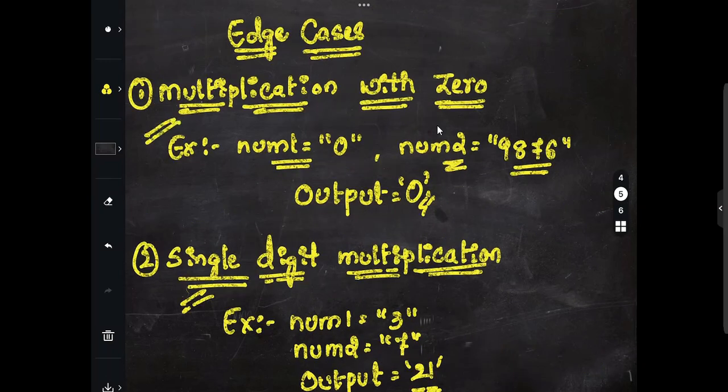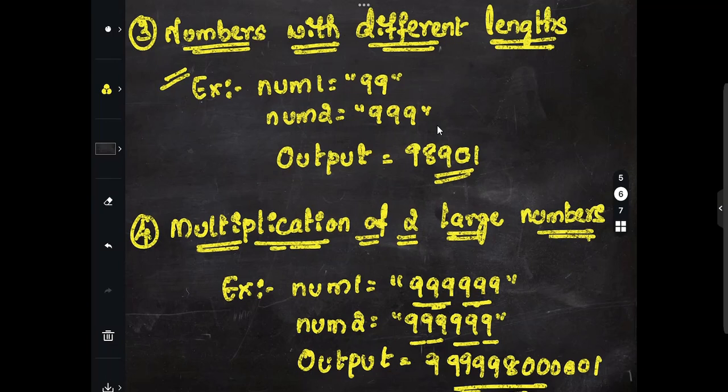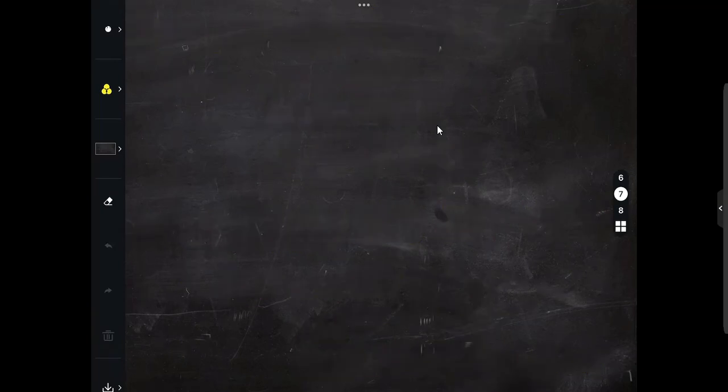The first edge case that we went with is multiplication with 0. The second edge case is single digit multiplication. The third edge case is numbers with different lengths. The fourth edge case is multiplication of two large numbers, right? So I hope all the 4 edge cases are clear. Let's go with the code implementation. I hope all the edge cases as well as the approach that we discussed is completely clear.